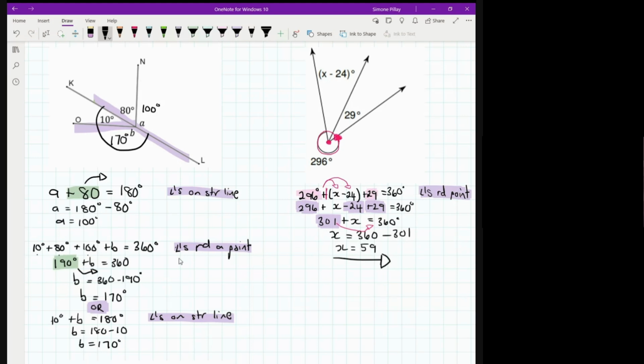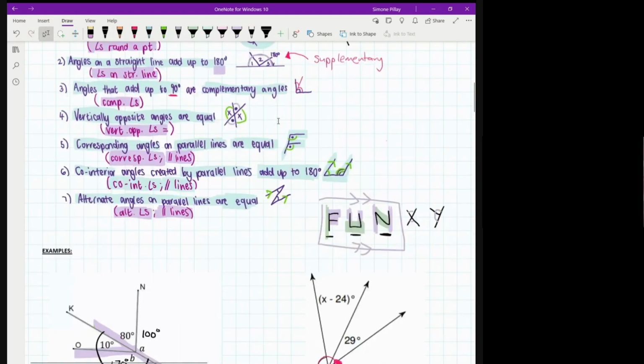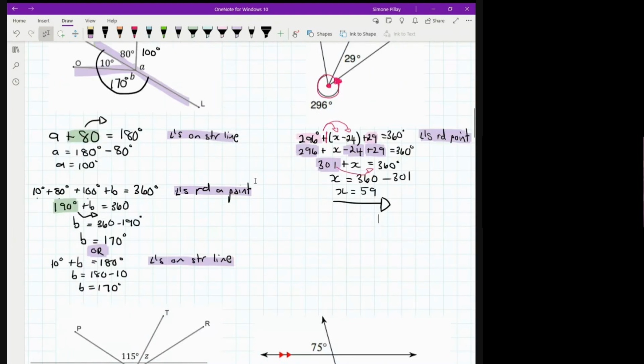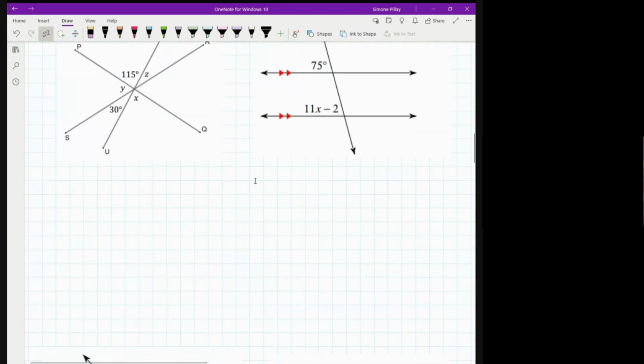Thank you very much for that one, Itandile. This was the only way to solve this diagram: angles around a point. I don't think any of our other tools would have helped us here. So that was cool.